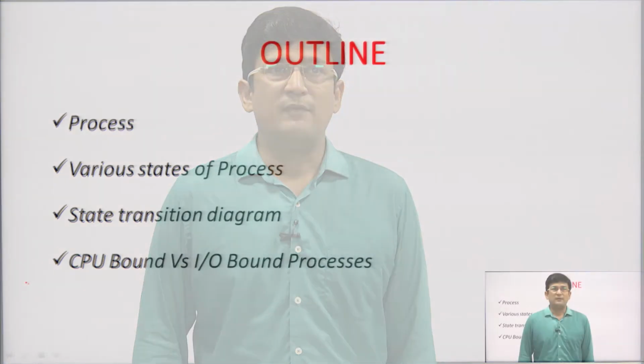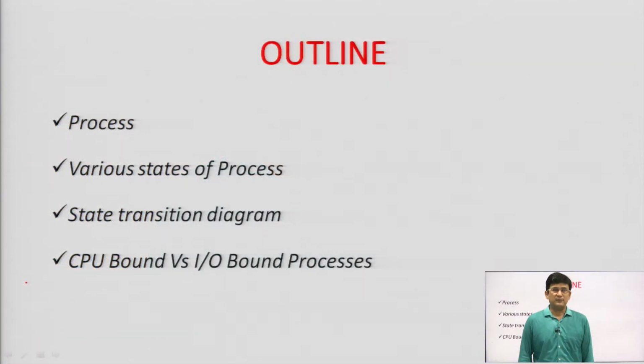So, the outline of today's lecture would be: we will discuss the process, we will discuss various states of the process, then we will discuss the state transition diagram, and the various types of processes, for example, CPU bound processes and IO bound processes.